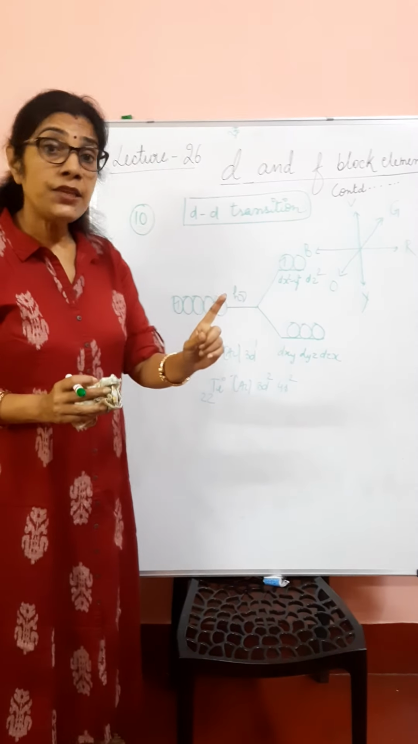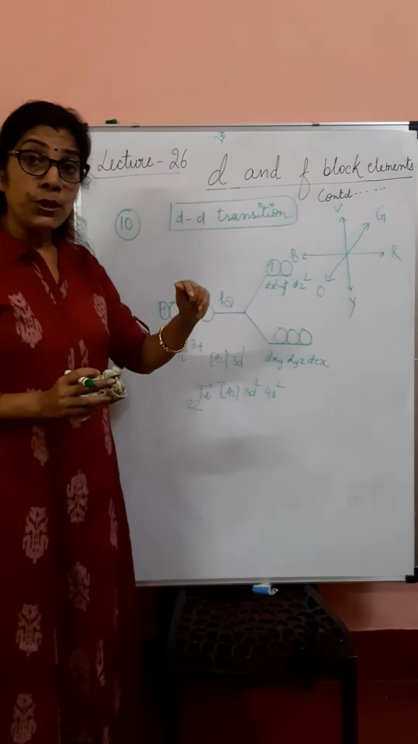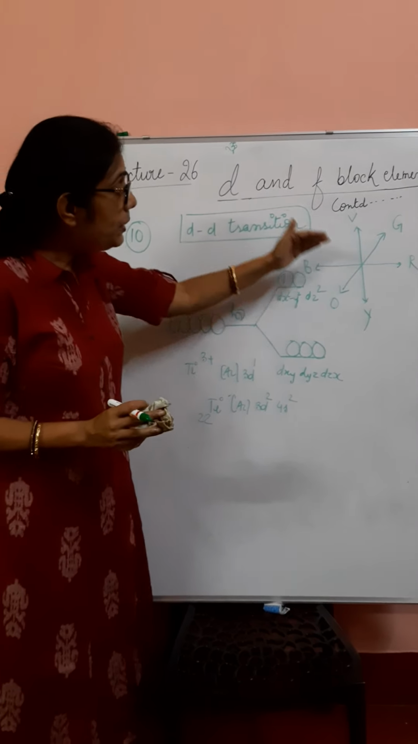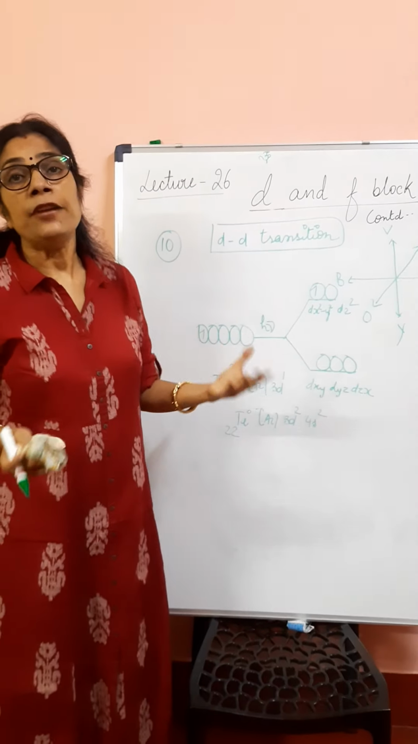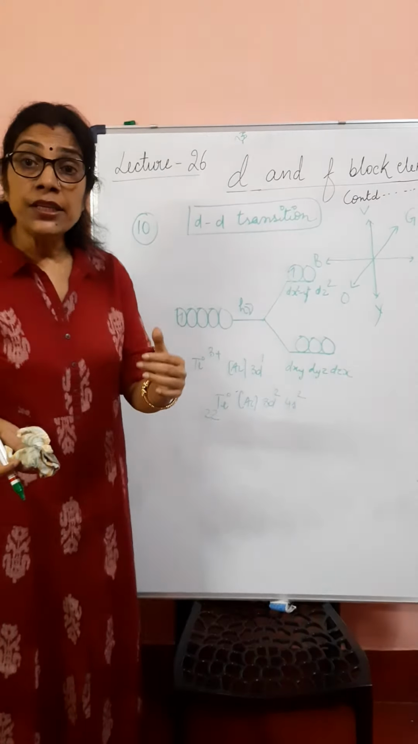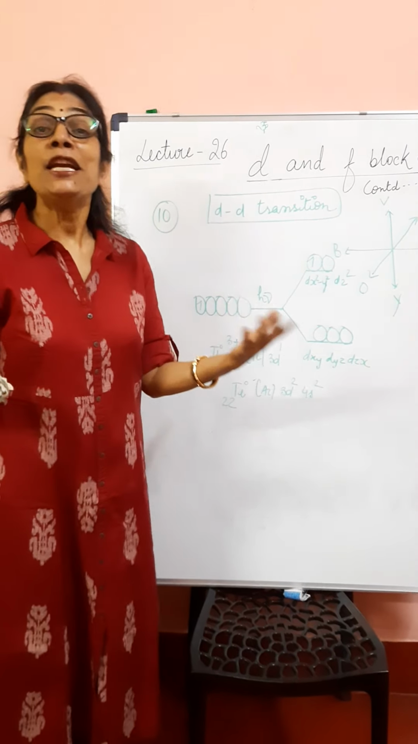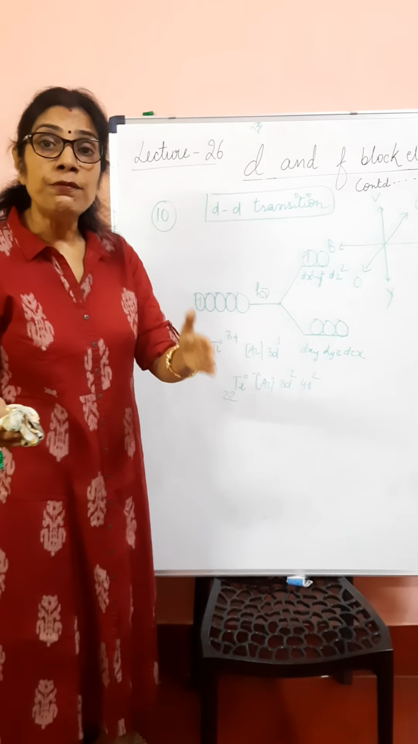What is d-d transition? Their unpaired electron absorbs light from the visible region and the complementary color appears that we can see with our naked eye. Why are zinc, cadmium and mercury colorless? They do not have d-d transition. Why do they not have it? Because they have fully filled orbitals.